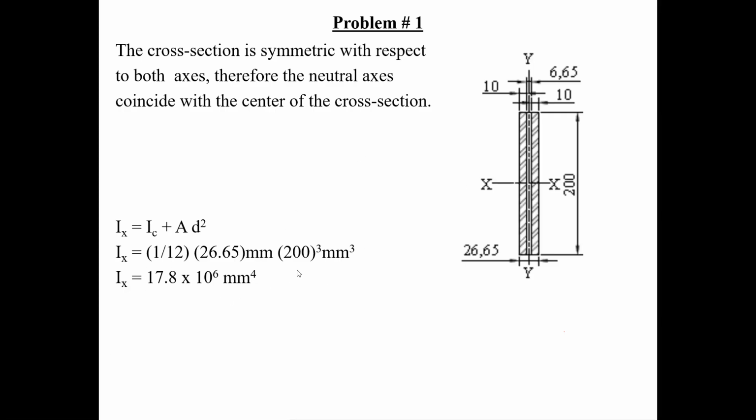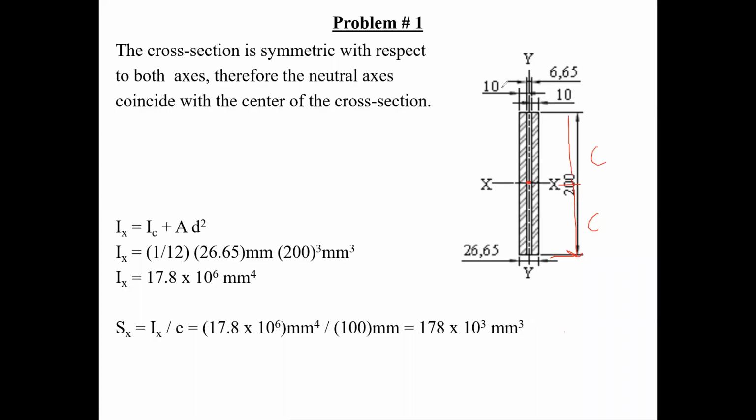Now, once I have my IX value, the section modulus uses the distance from the centroid to the outermost fiber of your section, and that's the value of C. Here the C value is exactly the same, so the SX here and the SX here would be exactly the same. The stresses here would be the same as the stresses there, and therefore you only have to calculate one section modulus.